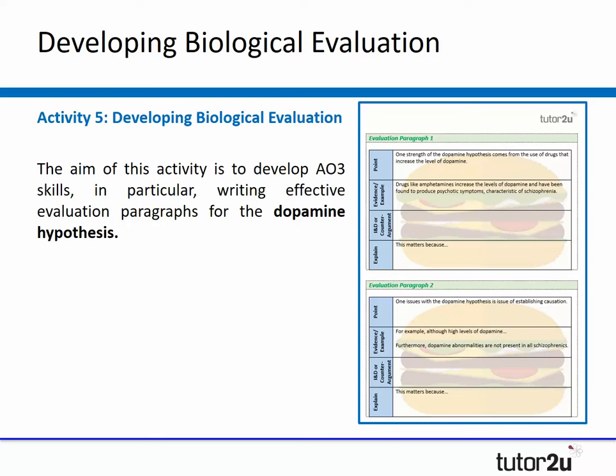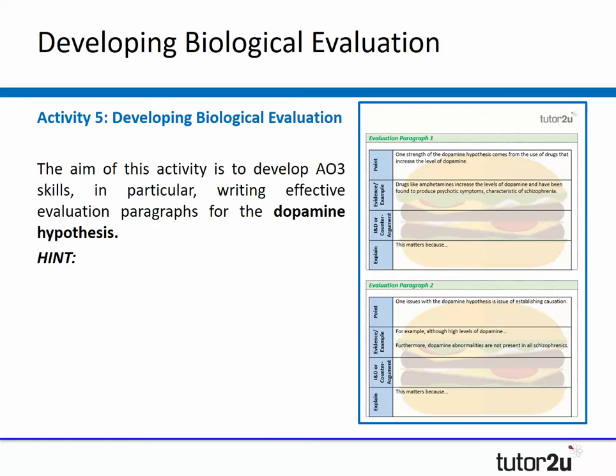Activity 5 I put together this evening, so it's not been designed yet, but I've given you the Word version of it just so you can use it straight away. The aim of this activity is to build on and develop what I was just talking about, developing those AO3 skills and writing effective evaluation paragraphs for all of the biological explanations. It's a series of 4 different evaluation paragraphs with different points missing. And the idea is you want to get your students to complete those points.